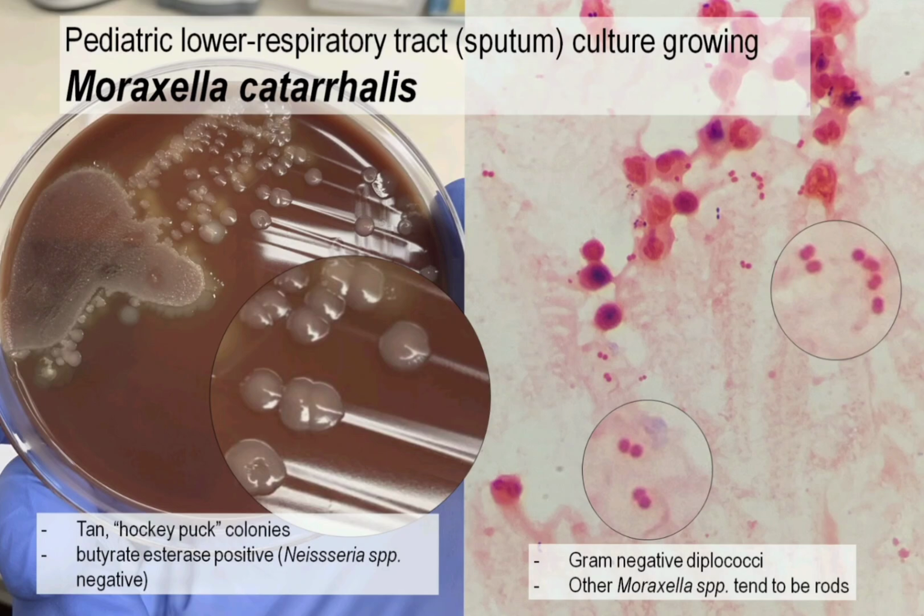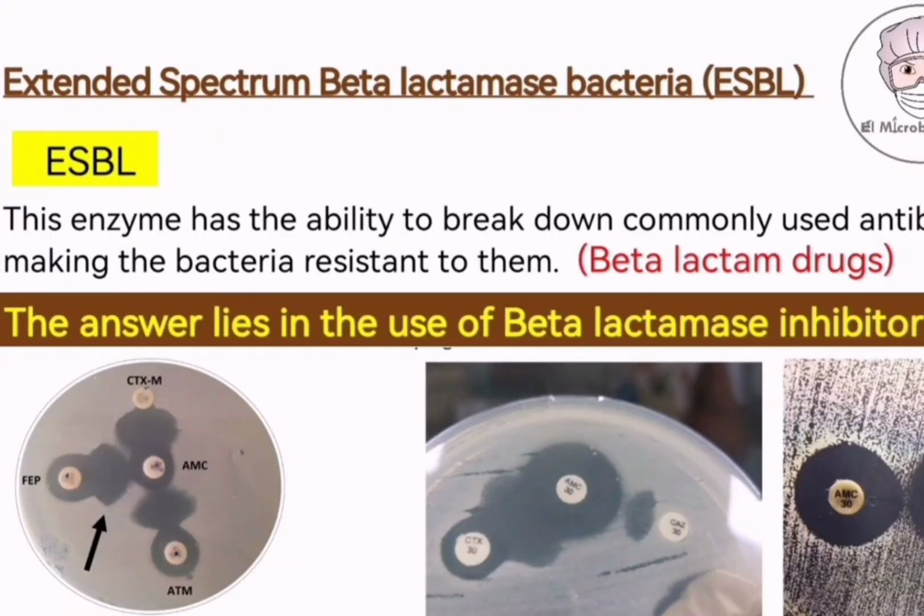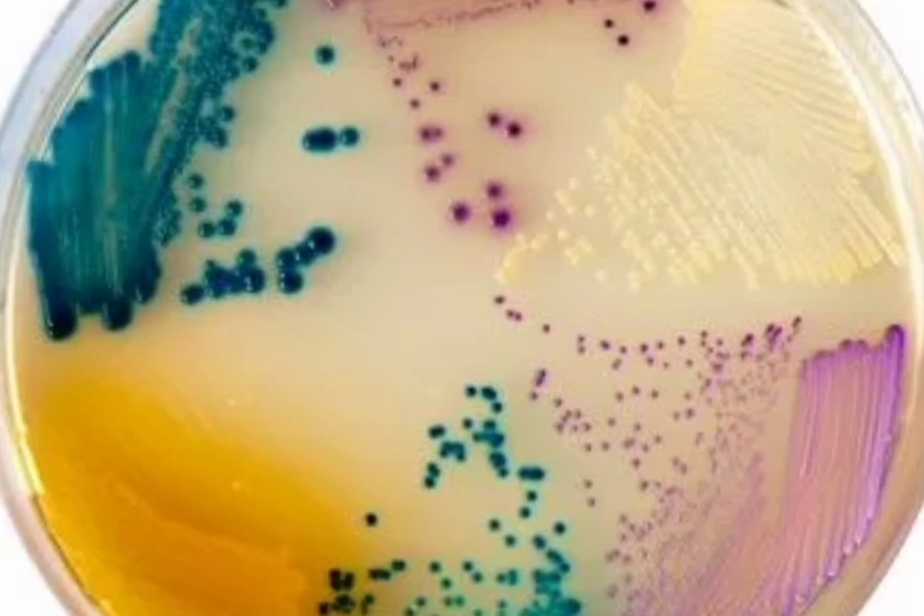Among the non-fermenting gram negatives, you also have Moraxella catarrhalis, which is oxidase positive and highly sensitive to penicillin. Then we go to extended spectrum beta lactamase producing Klebsiella pneumoniae and E. coli. Through point mutation they produce beta lactamase, which hydrolyzes broad spectrum antibiotics: cephalosporins, penicillins, and monobactams.